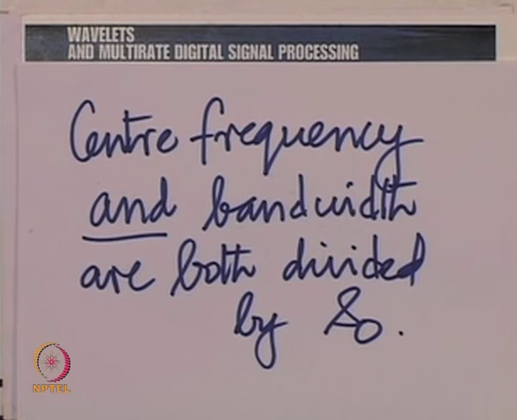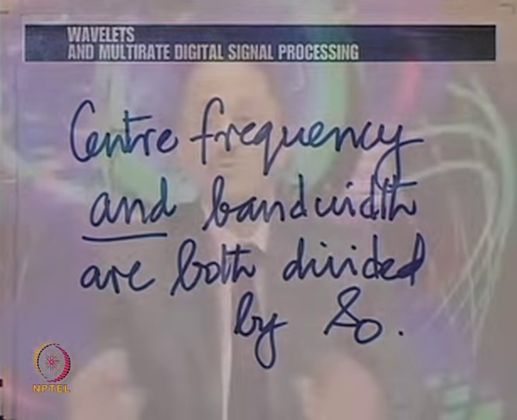Tau naught is a parameter that controls only the time behavior. It has nothing to do with frequency behavior. So, here also we have a separation. Tau naught controls movement on time or the translation parameter. S naught controls movement on frequency, but in an indirect way. And that is what we now need to understand.